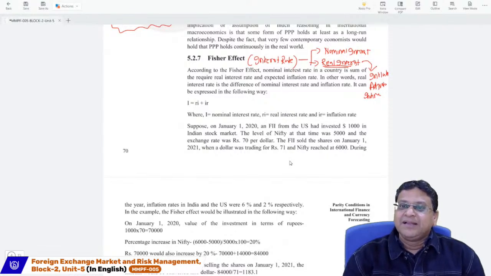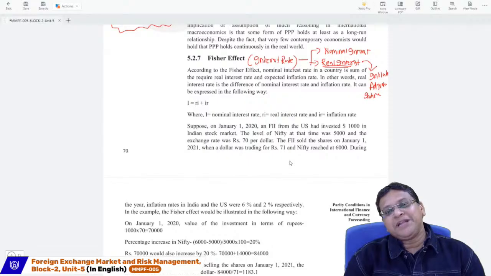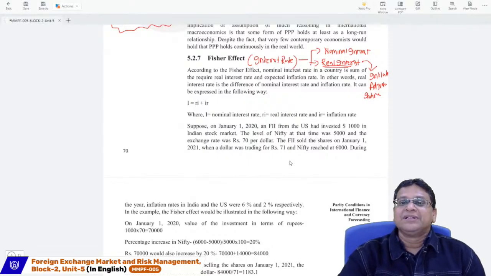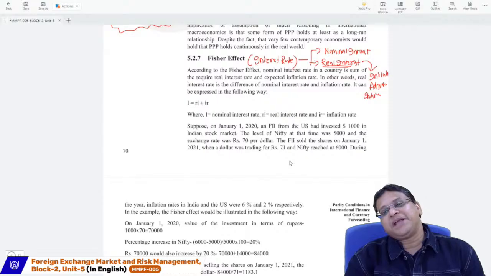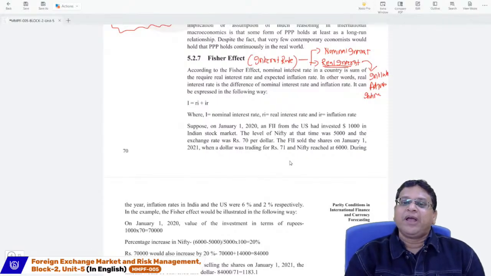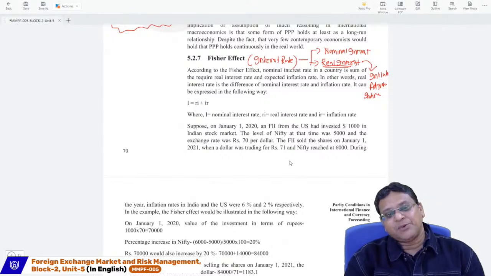But we see that interest rates are different between different countries. Why? Because the interest rate we see is the nominal interest rate. Nominal interest rate will be different in different countries based on the inflation prevalent in their country. So in that country where the inflation rate is high, nominal interest rate will be high. In that country where nominal interest rate is low, inflation must be low.